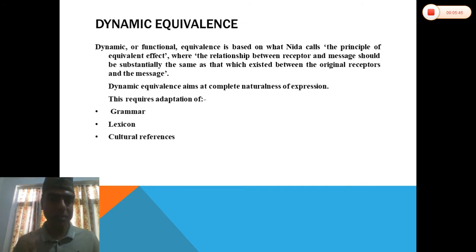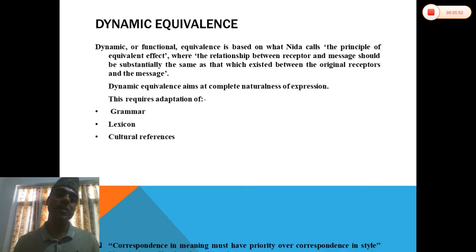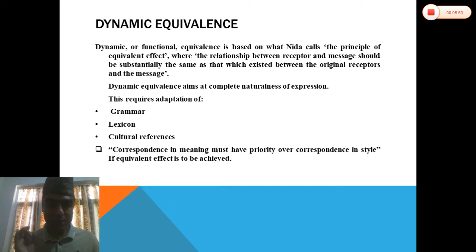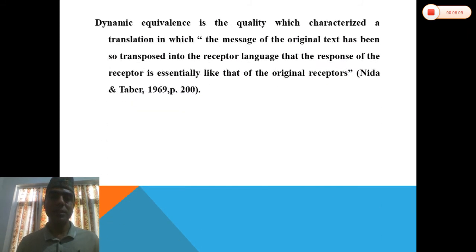According to the cultural reference, the word has a different meaning, so we must take reference of the culture while translating any text. Correspondence in meaning must have priority over correspondence in style. We should focus on meaning according to dynamic equivalence, not the style. Form should not be the focus here to achieve the equivalent effect in the translated text.